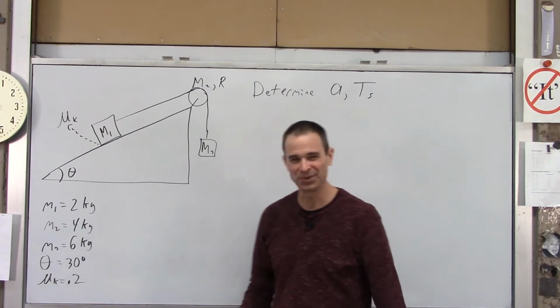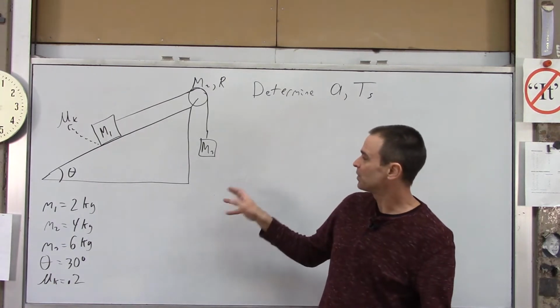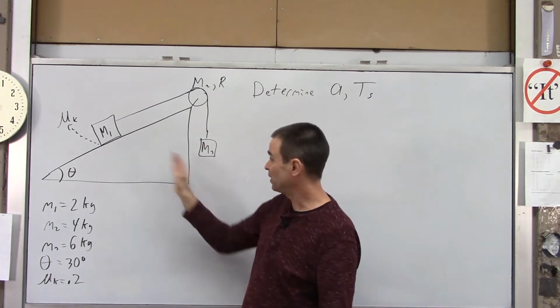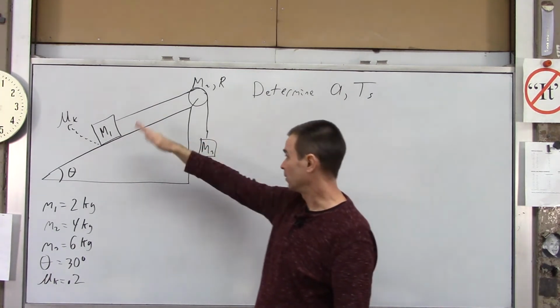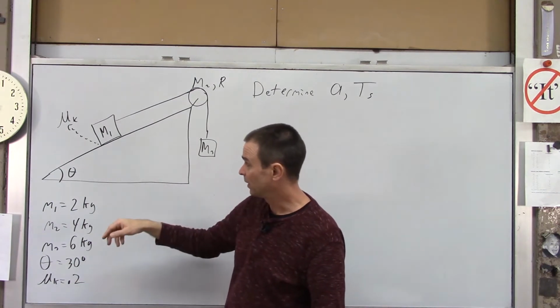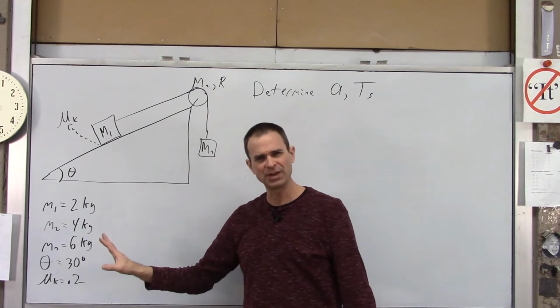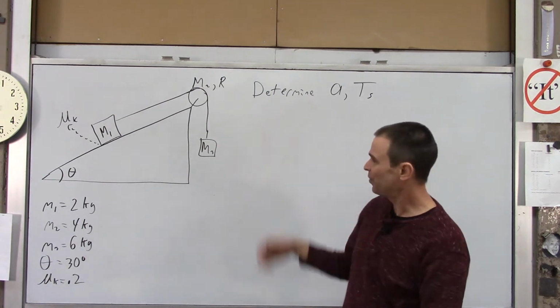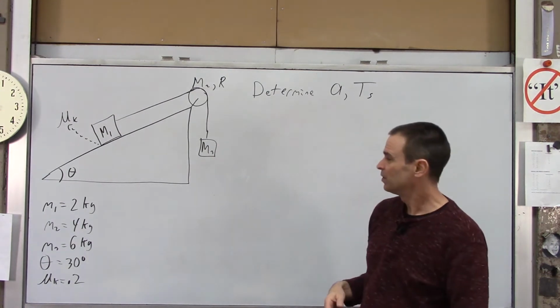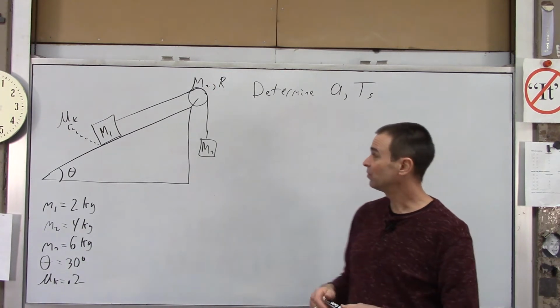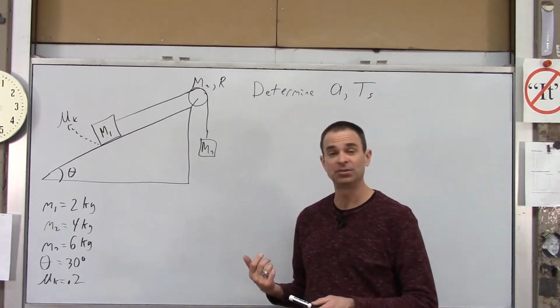All right, hopefully you're ready. All right, so we have these two blocks. M3 is dragging M1 up the incline. We have a kinetic friction between block 1 and the ramp. We have some data here. We're going to use that later. And the two things we're going to find real simple: what will the acceleration of your system be? And what are the tensions in the string?